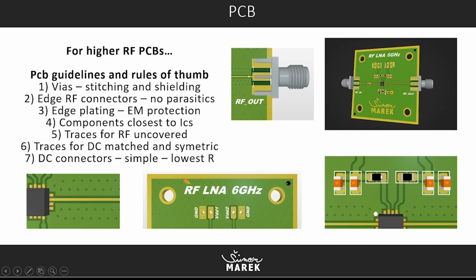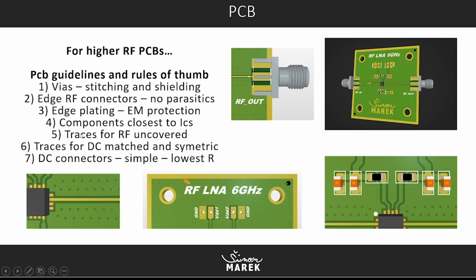Also, another tip or rule is components as close to the ICs as possible. You can see the components are very close to the IC. You can see the connection to the ground is directly there, there's a pad, and it directly connects to the ground plane. So very important, very short pad, 0 ohms resistance to the ground. Very important for RF circuits.